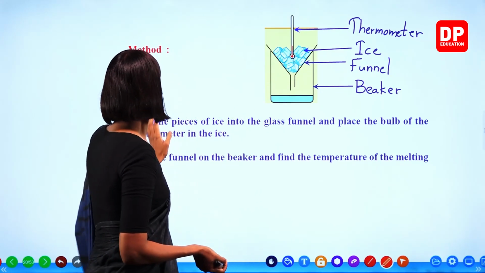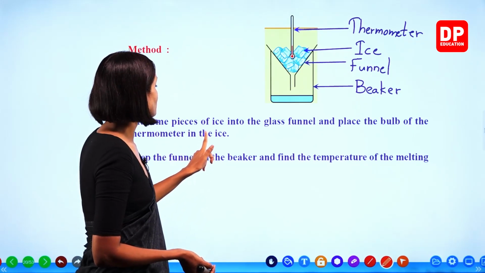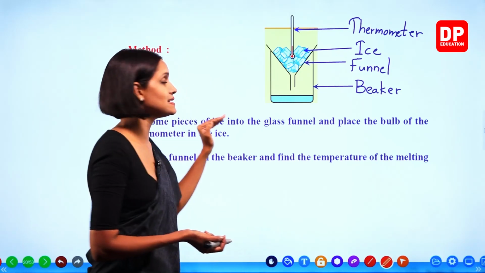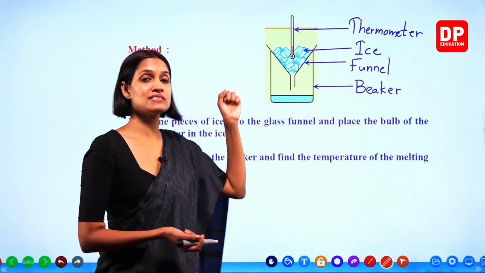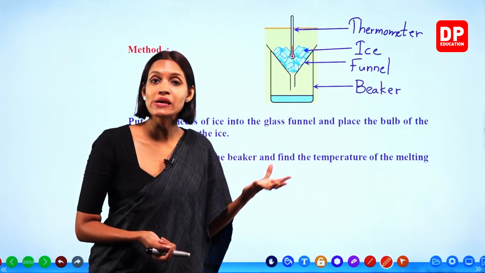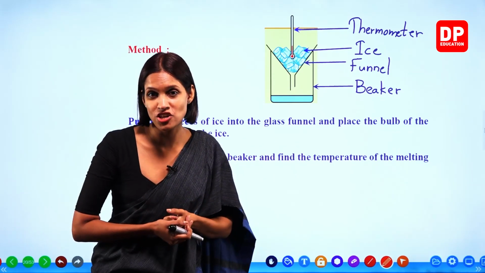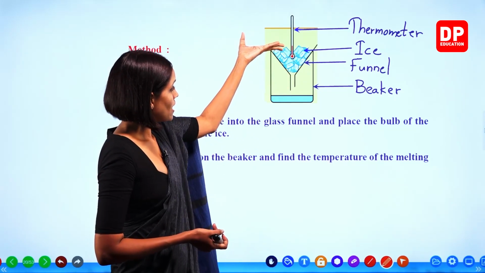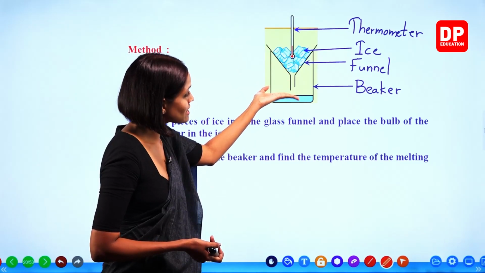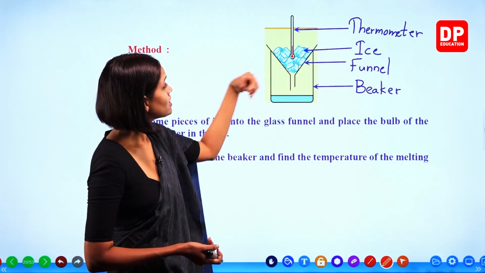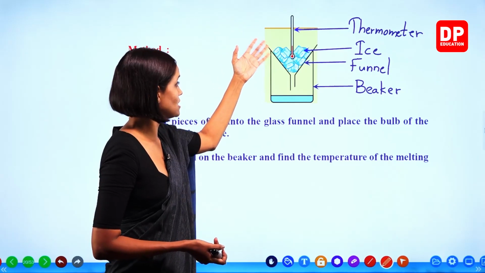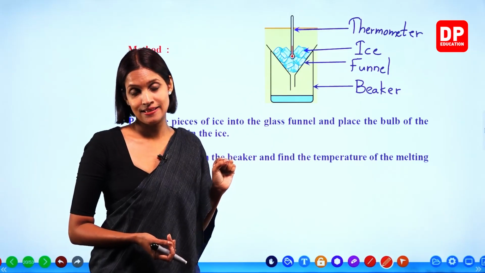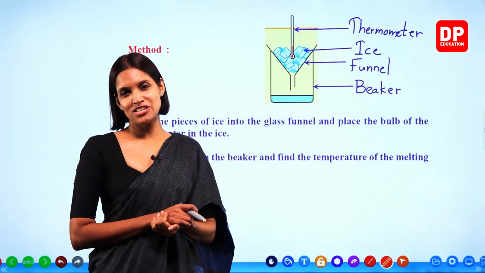Okay, children? Number 2, keep the funnel on the beaker like this and find the temperature of the melting ice. Now you know that when ice is taken out of the fridge, it starts melting because of the normal temperature outside, right? So at this time you will see the ice starts melting. That water will be collected into this beaker, right? So while this ice is melting, we are going to check what happens to the temperature of the ice, right, children? So we'll do this activity now.